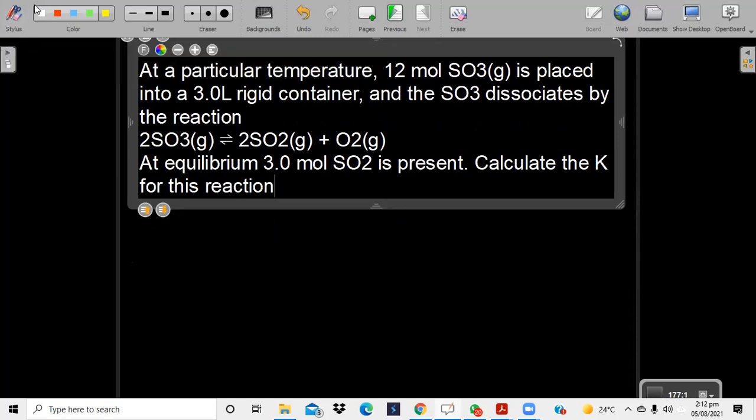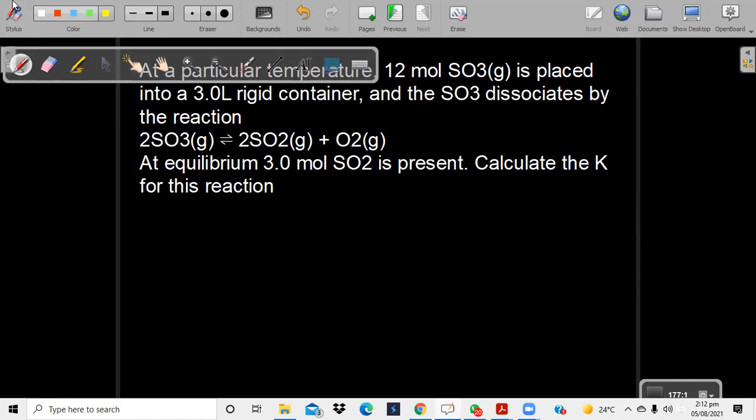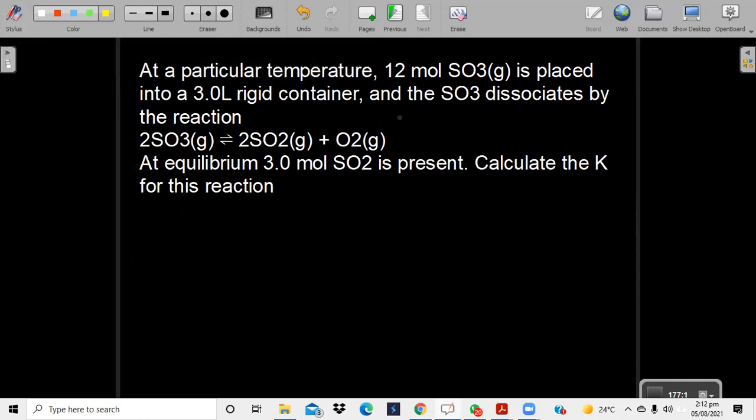What are we supposed to do? So at a particular temperature, of course, we've been given 12 moles of SO3. And then we've been given the size of the container to be 3 liters. So we have our equation there. Then the question continues to say at equilibrium, we've been given the amount at equilibrium as well, 3 moles. But that's not the concentration. We need to take it to the concentration.